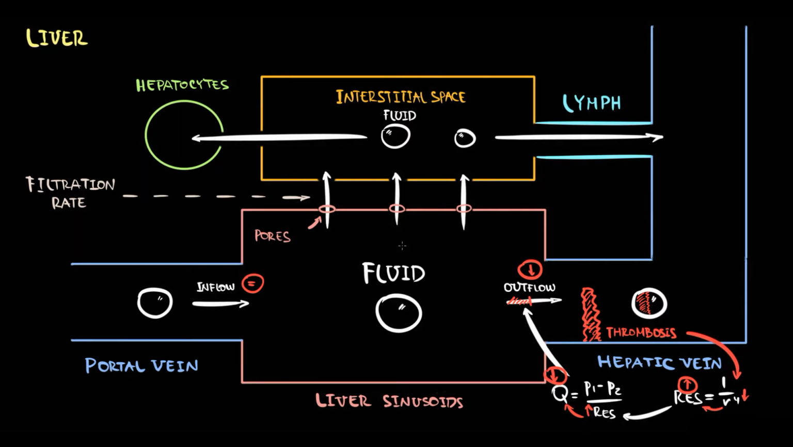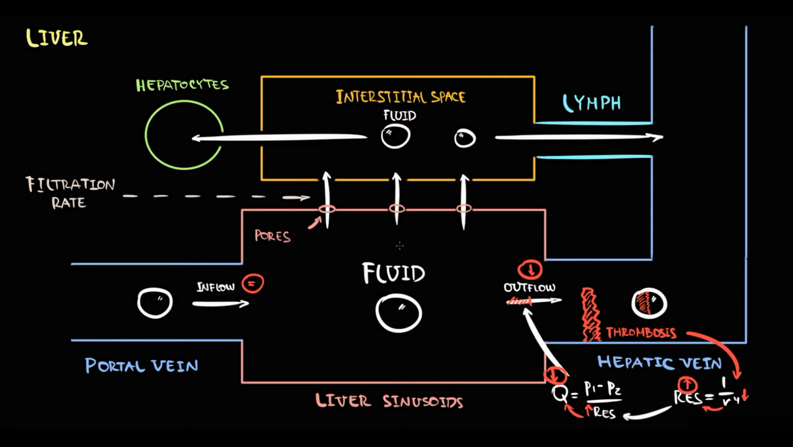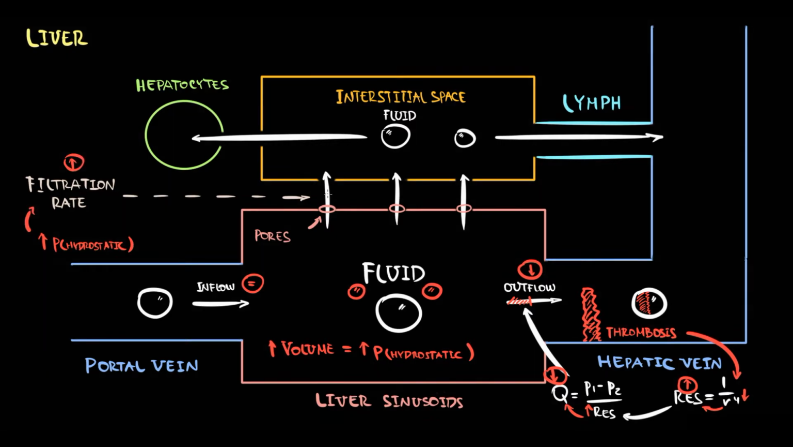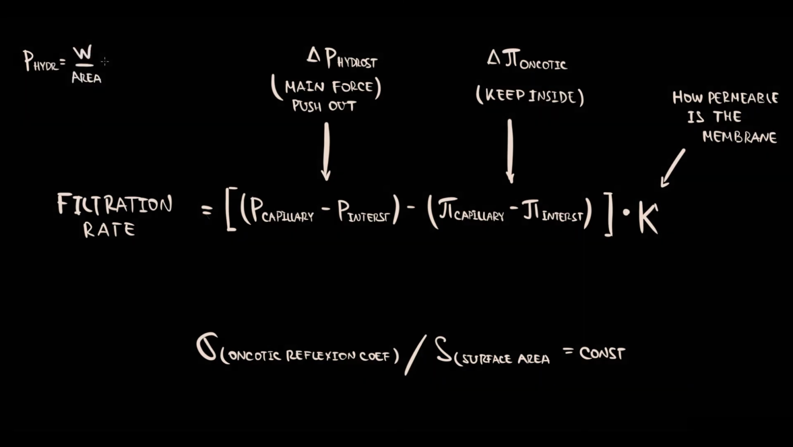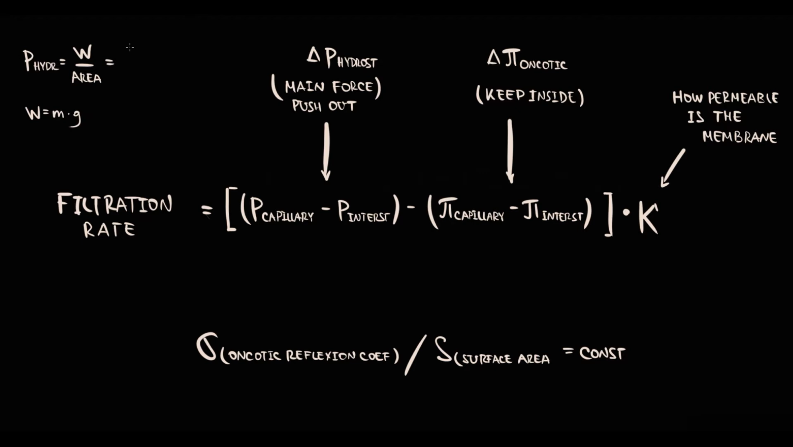So blood inflow to capillaries becomes higher than blood outflow. As a result, blood begins to accumulate inside the liver sinusoids. The volume of blood in liver capillaries will increase, and with an increase in volume, hydrostatic pressure increases, and an increase in hydrostatic pressure causes an increase in filtration rate. Because recall that hydrostatic pressure is basically the weight of fluid that acts on a particular area, and weight of fluid equals mass of fluid times gravity constant. In turn, mass of fluid equals fluid density times fluid volume. As we see, volume and hydrostatic pressure are directly related.